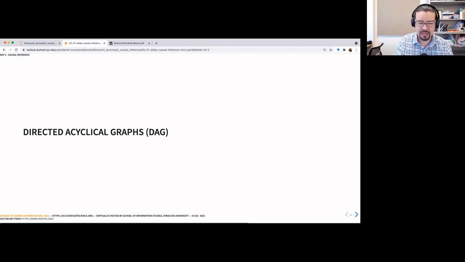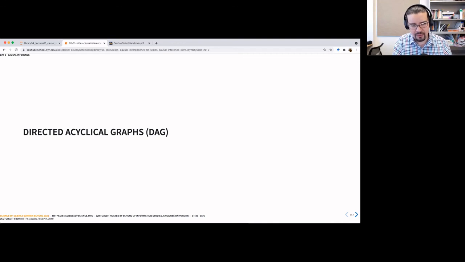Okay, and this is something called meeting the backdoor criteria: close all the backdoors in our data set. So basically make the unconfounded effects go away or something like that. I forget the proper name of that.